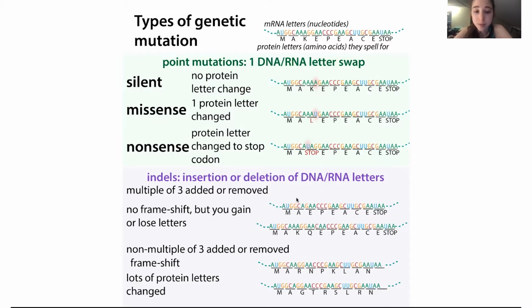So if you have a multiple of 3 that you add or remove, you don't get a frame shift, but you gain or lose letters. If this is happening in the coding region, where the protein instructions are, it would cause you to have extra or fewer protein letters added. If this is happening in just a regulatory region, then it might cause problems with regulation, but it wouldn't add or delete protein letters.